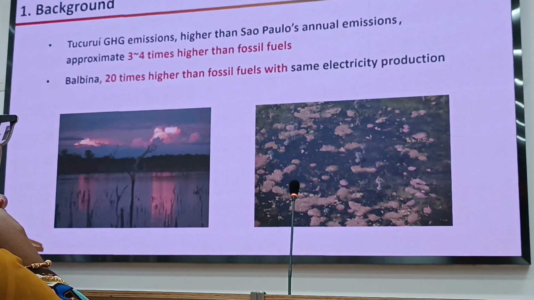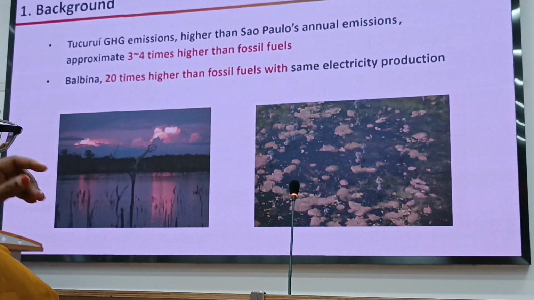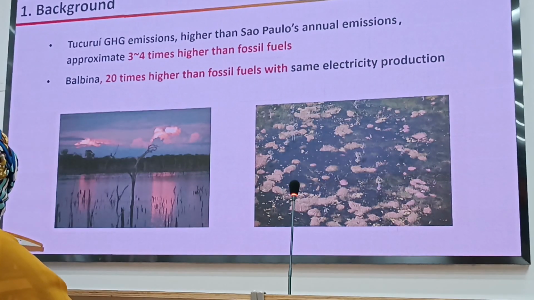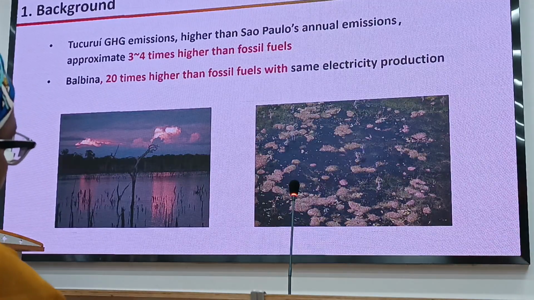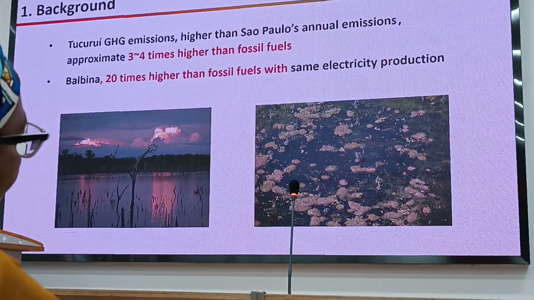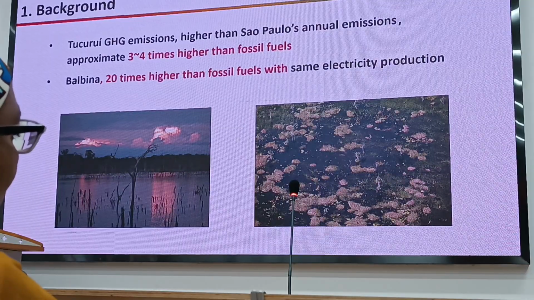Balbina is regarded as the worst hydropower ever because of the flooding. These two photos are from the website of Balbina. It's a large area of flooding, but with a very shallow water head. Where is Balbina? It's still in Brazil, in the Amazon region. After the flooding, they estimated that Balbina's gross greenhouse gas emission is 20 times higher than fossil fuels with the same electricity production, which means that this hydropower is definitely not clean. So these are the worst cases in the world.